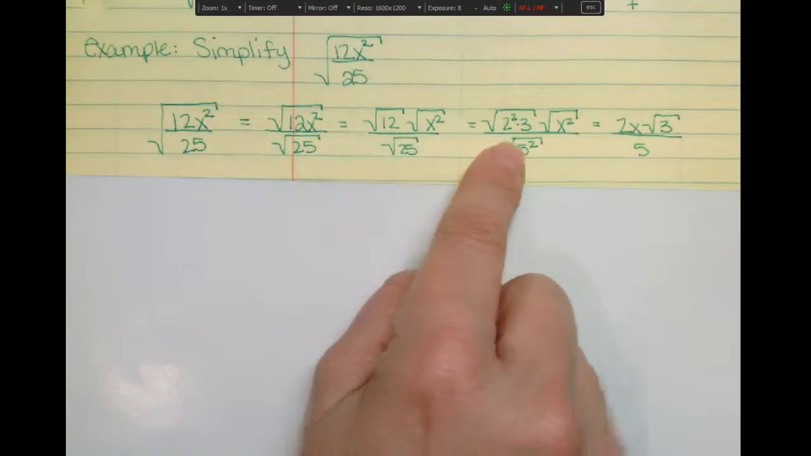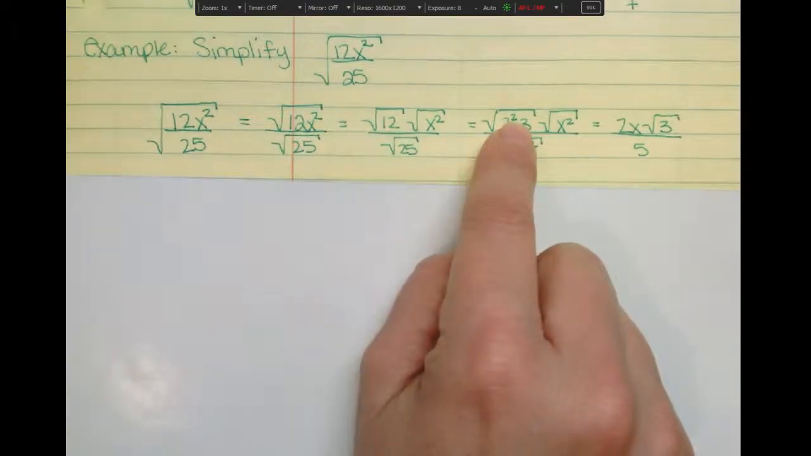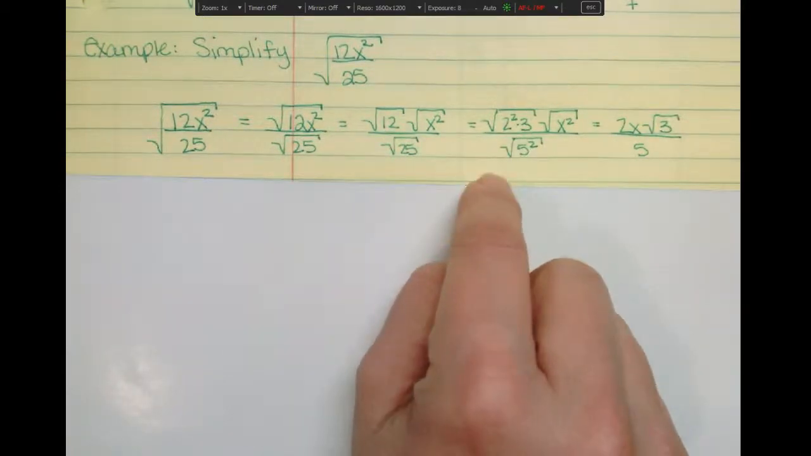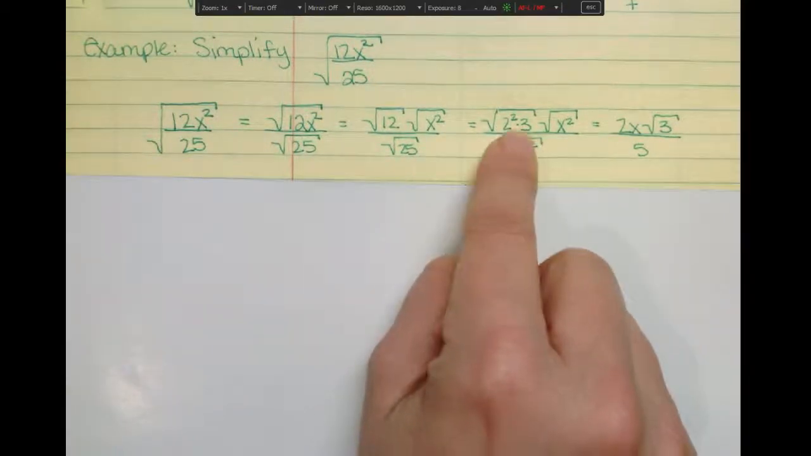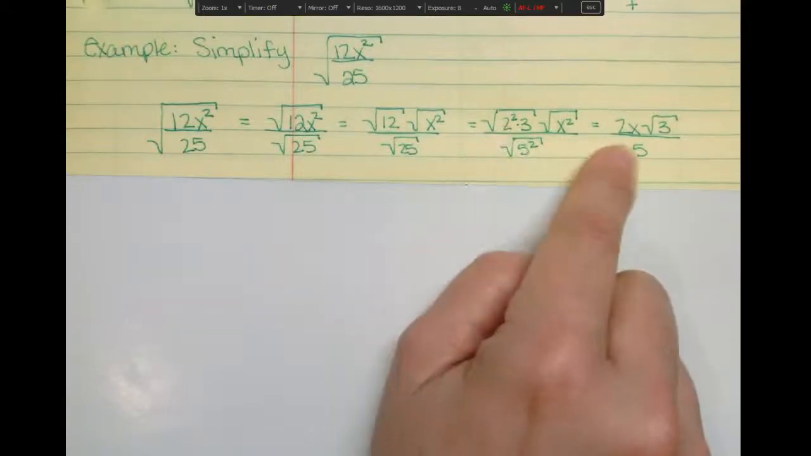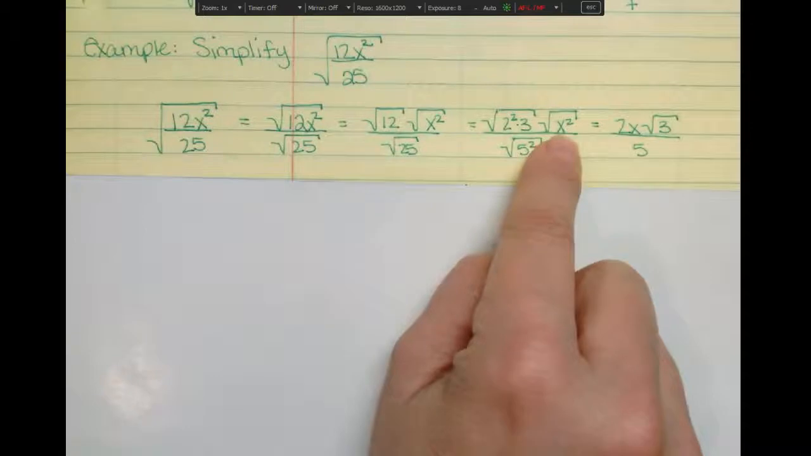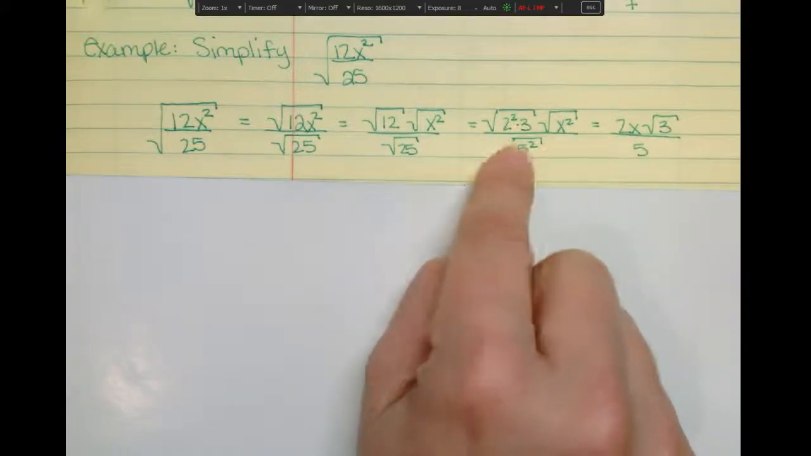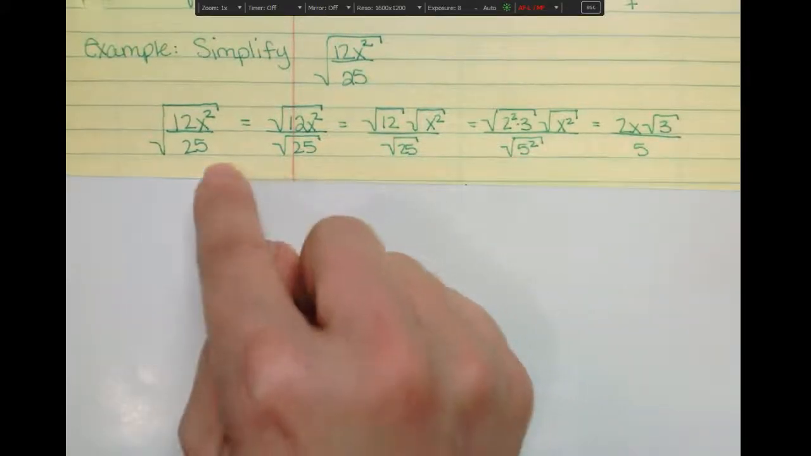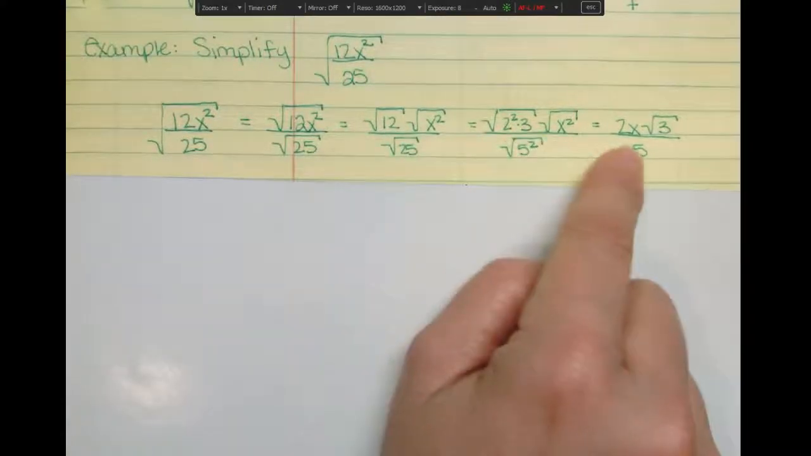12 can be broken down as 2 squared times 3. And 25 can be broken down to 5 squared. So the square root cancels out the 2 squared, bringing out a 2. The x squared, the power gets canceled out, bringing out the x. So my final solution to the square root of 12x squared over 25 will be 2x times the square root of 3 all over 5.